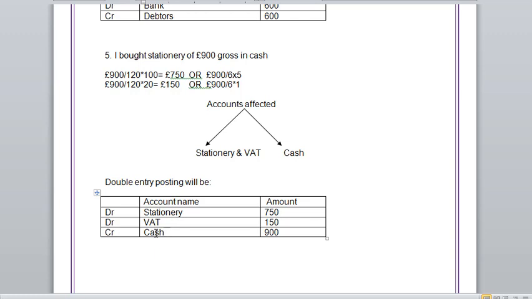Debit, there is asset. My cash balance, my bank account, they are all classed as assets, and the asset is reducing. If it is increasing, I will debit, and the opposite when it's reducing. So in this case, your cash balance is reducing, I will credit the cash account. My expense is increasing, I will debit the stationery account with the net amount, and then I will debit VAT, because VAT on purchases is an asset, so you can claim that back. I will debit the VAT account with the VAT element.